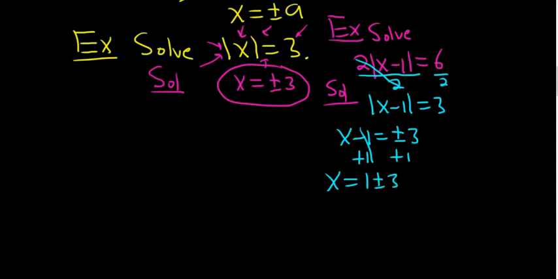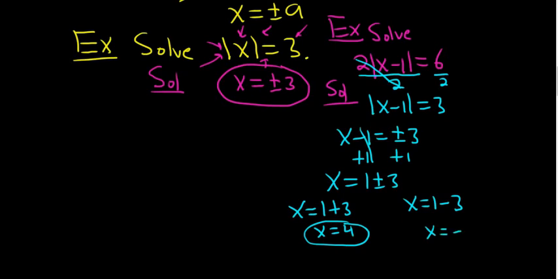And now we can break this up into cases. We have x equals 1 plus 3, and then x equals 1 minus 3. So we get x equals 4. That's one answer. And then here we get x equals negative 2. That's the other answer. Let's do one more.